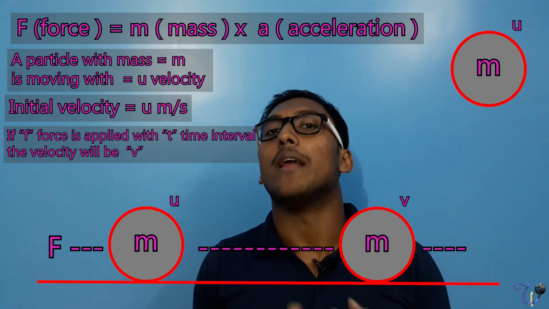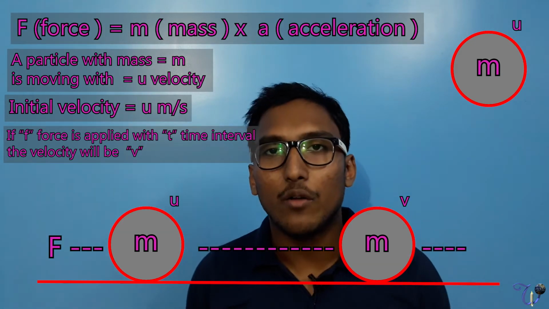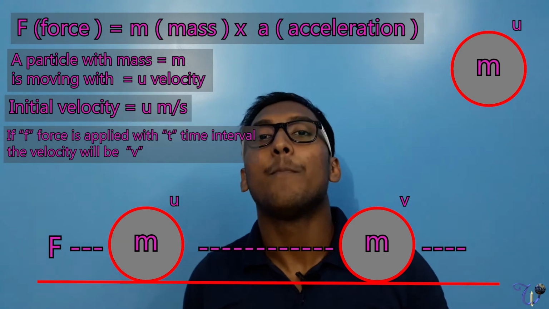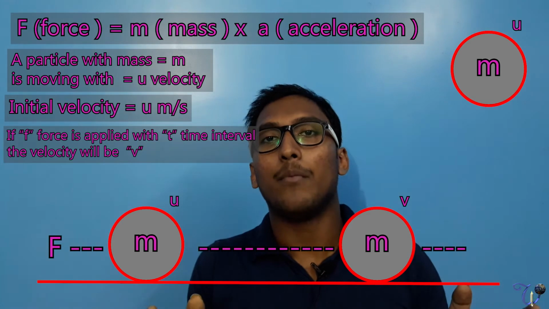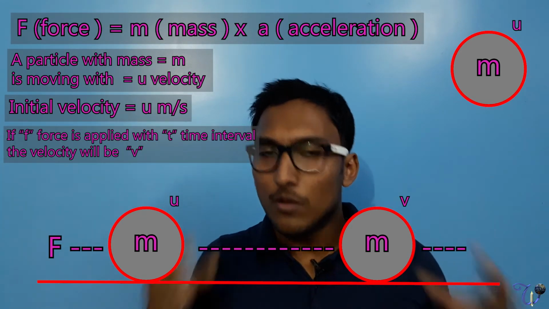So here you have to think about it. The body with an initial velocity u, and now after applying F force in the interval of t time, the velocity now is v. It is a normal phenomenon. So now think about it.